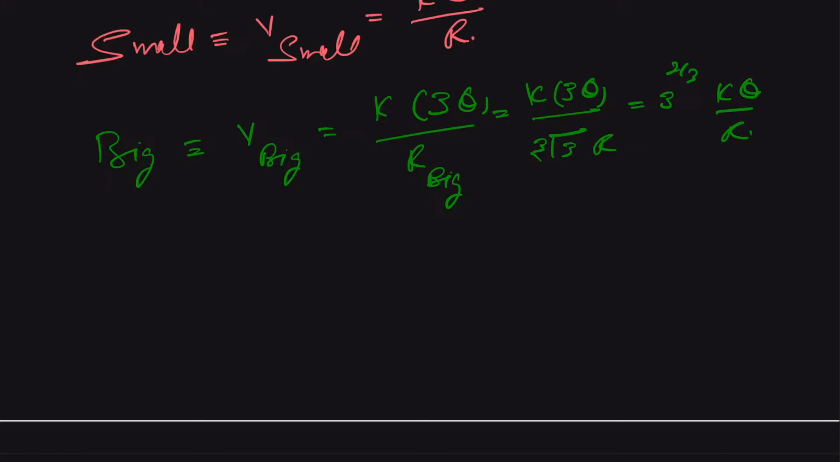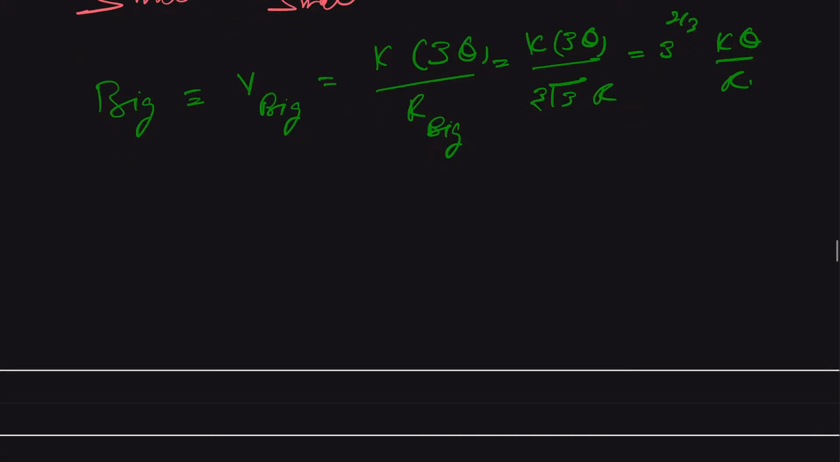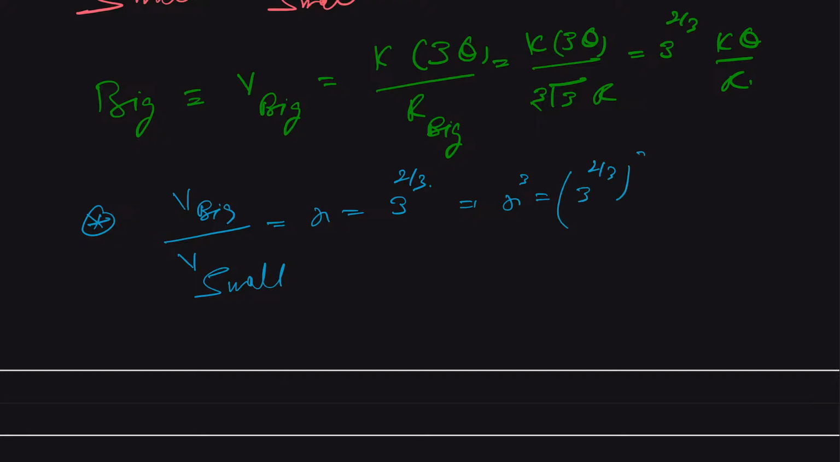Now their ratio is given to us as x. So we are given that the potential of the big over the potential of the small is equal to x, and that will be equal to 3 raised to 2 by 3. We need to find x cube. Therefore x cube will be equal to 3 raised to 2 by 3 whole cube, giving us 3 squared, which is 9. Next question.